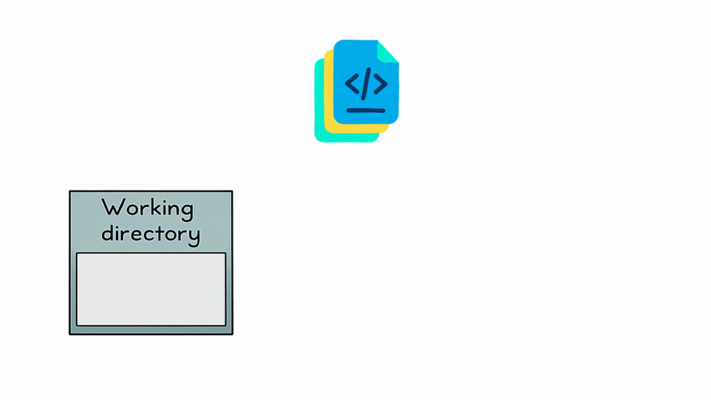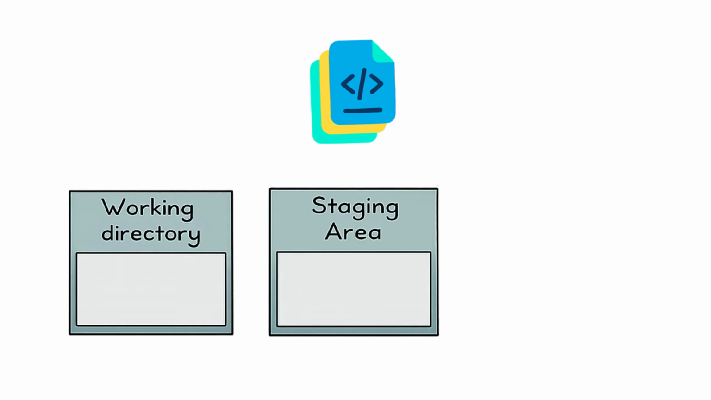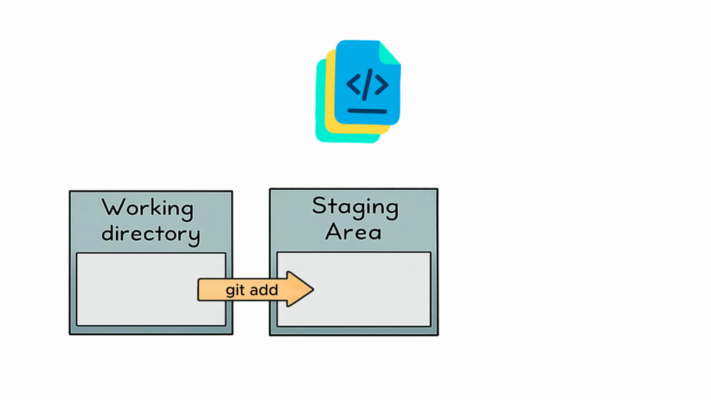Then there's the staging area. When you've made some changes and you're ready to save them, you move them here with git add. Think of it as a box you're packing. You're telling Git, this change, I want it in my next save. The reason this exists is so you can be deliberate. Maybe you changed 5 files, but only 3 of them belong together. Stage those 3, commit them, then handle the rest separately.